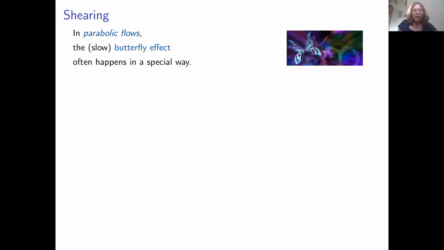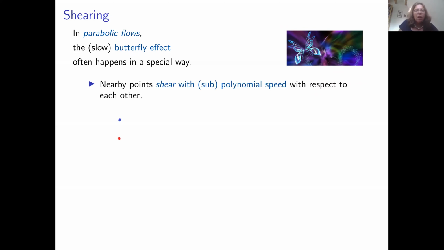Okay, so let me go back then to the butterfly effect. We just said in a parabolic flow, the butterfly effect is slow. And I claim that in many of these systems, it also happens in a very special way. So let me show you how the butterfly effect happens through shearing. I can start from two nearby points and flow them.